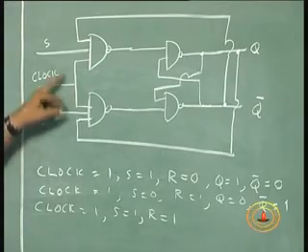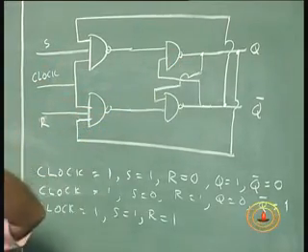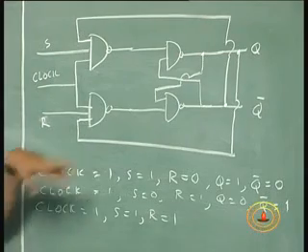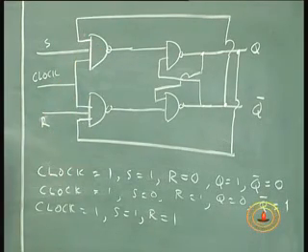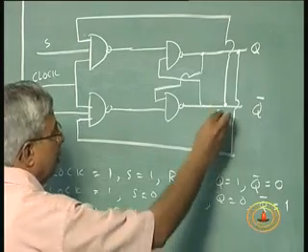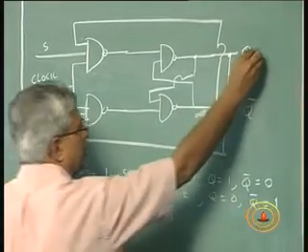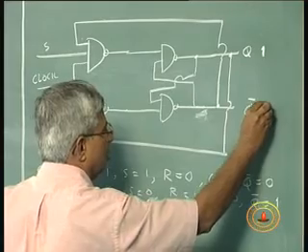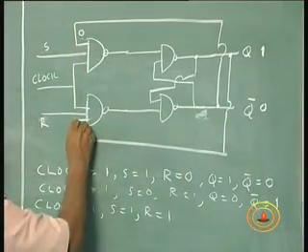Now clock is 1, S is equal to 1. One of them is high and the other one is low to start with, let us assume. So let us assume that to start with this was 1. Initially this is 1 and this is 0. We'll put this here. This is 1, this is 0. So this 0 is here, this 1 is here.